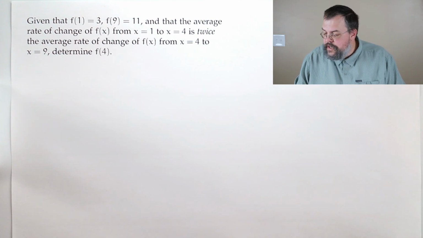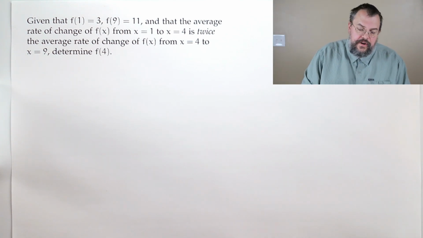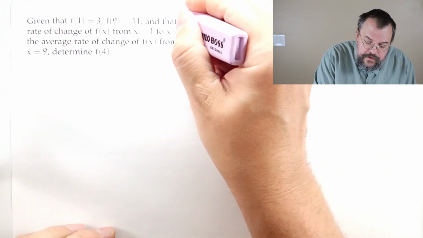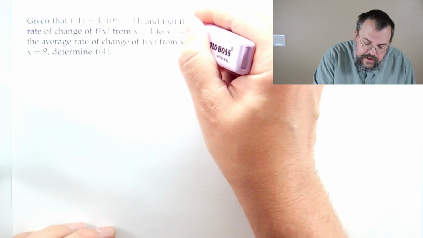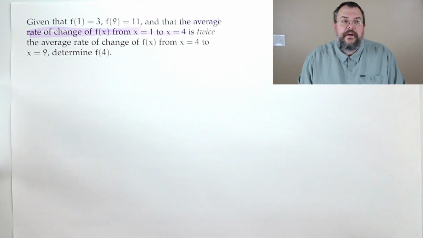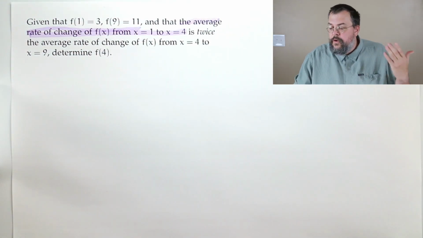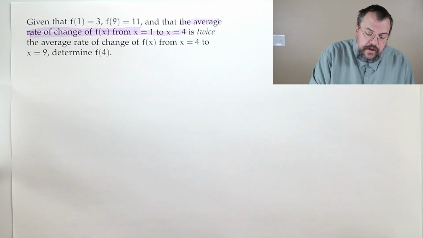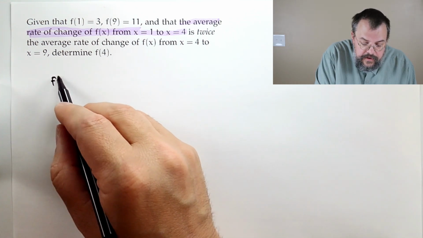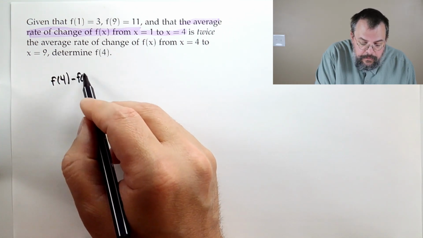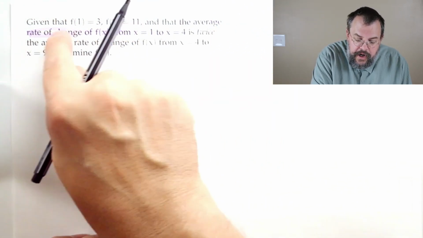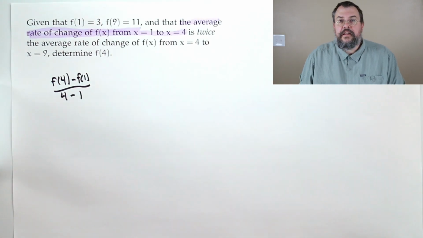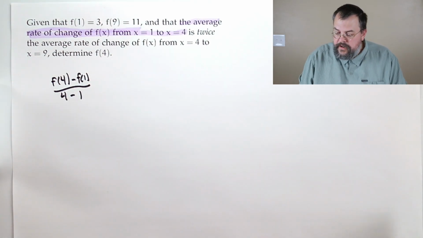Well, we're just going to start parsing the sentence. We'll start here: the average rate of change of f of x from x equals 1 to x equals 4. That's our first piece we're going to translate. The average rate of change is a very specific formula. So that would translate as f of 4 minus f of 1, divided by 4 minus 1. So that part right here translates into that piece right there. All right, that's good enough.